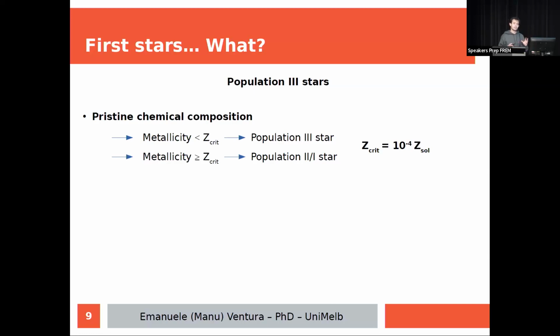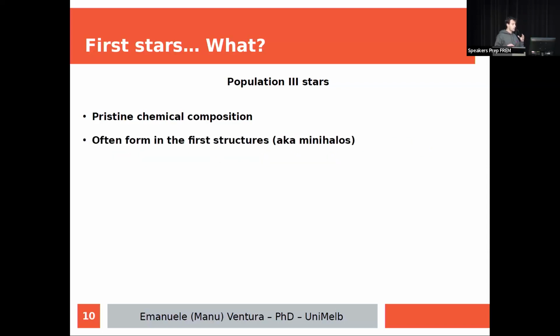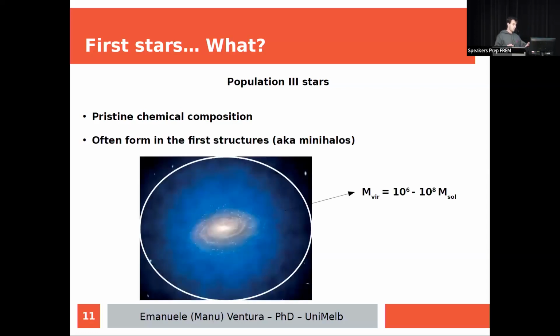Since these stars are the first stars that formed in the universe, they will form in the first structures that will be realized, so the first dark matter halos that we usually call mini halos. So this is a very simple picture of a dark matter halo that usually surrounds our galaxy. When we say that a dark matter halo is a mini halo, we usually mean that it has a mass between 10 to the 6 and 10 to the 8 solar masses, so very, very small for a dark matter halo, since our dark matter halo is about 10 to the 12 solar masses.